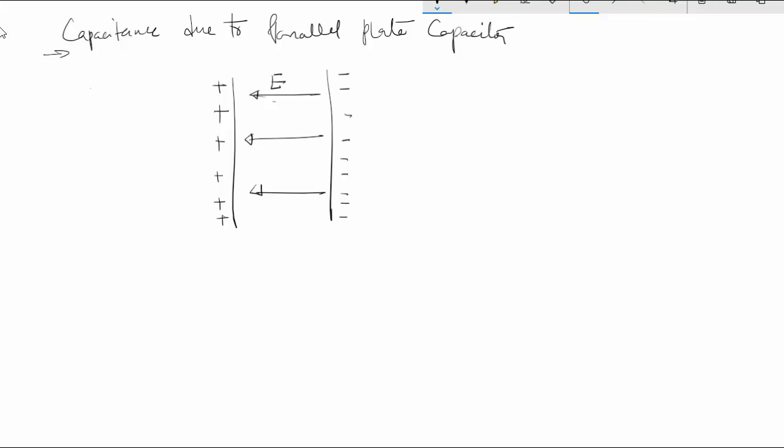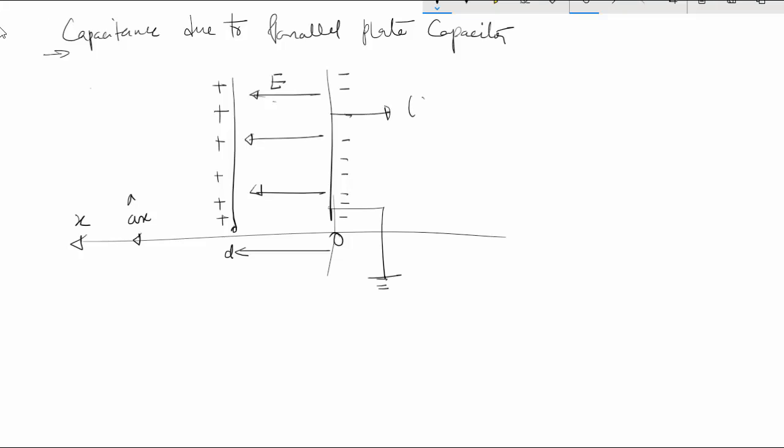If this is d and this is my origin, this plate is located at a distance d. If you consider this as your reference origin, and this whole arrangement located on the x-axis, with ax as the unit vector, you can also consider this plate to be connected to the ground, that is the negative, and the area of this plate is S. So the surface charge density can be written as Q by S, and the charge on each plate is Q.